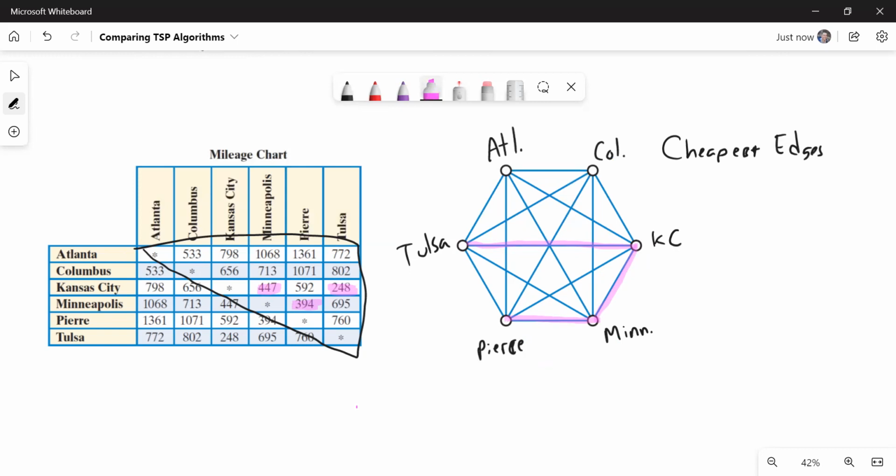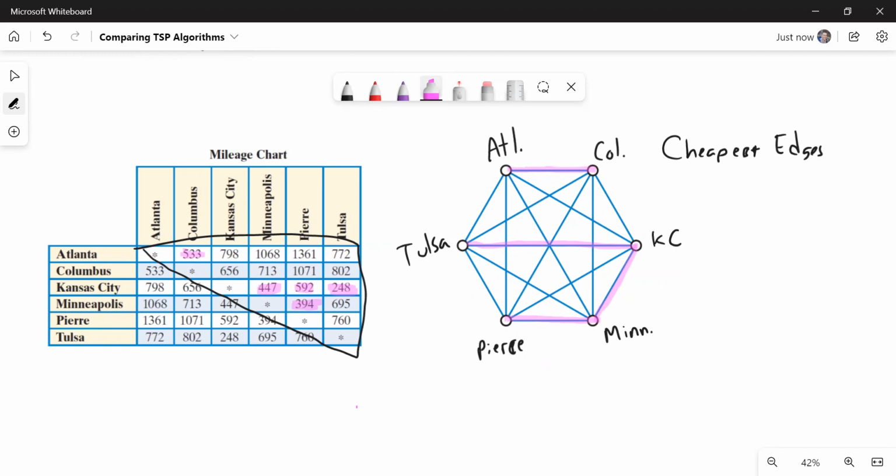So looking at my next cheapest would be 533. That's Atlanta to Columbus. And we're good there because that's a new connection I haven't made yet. Okay, the next cheapest one would be 592. That's Kansas City to Pierre.